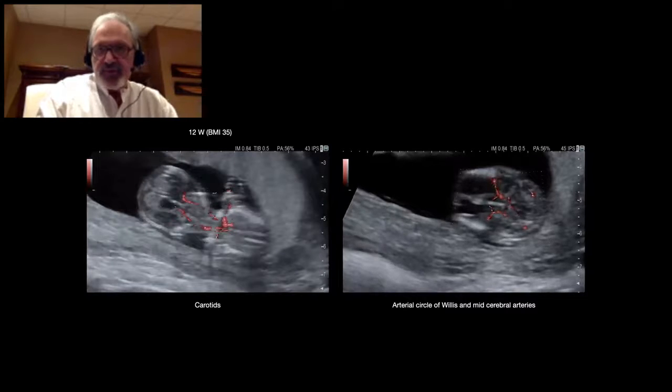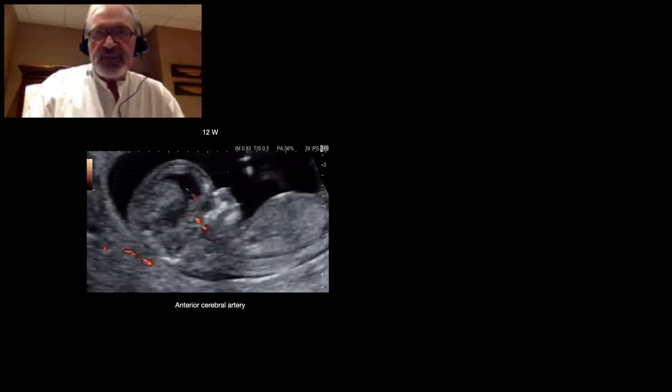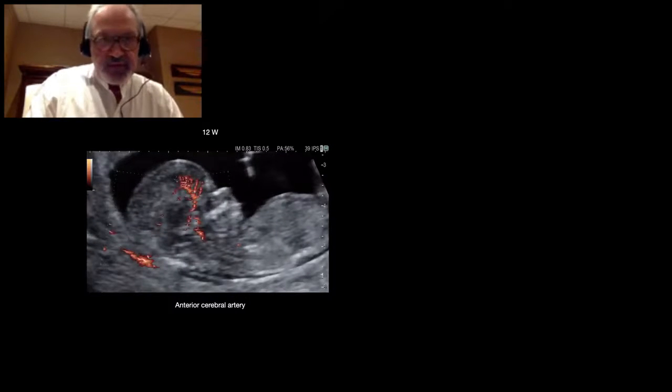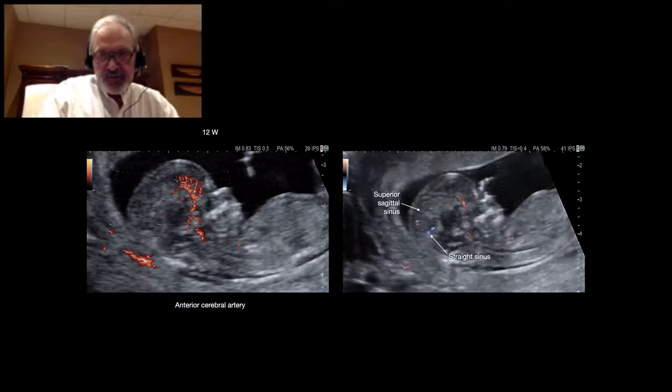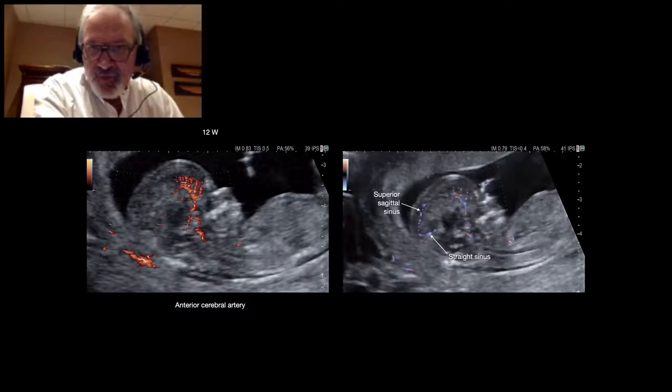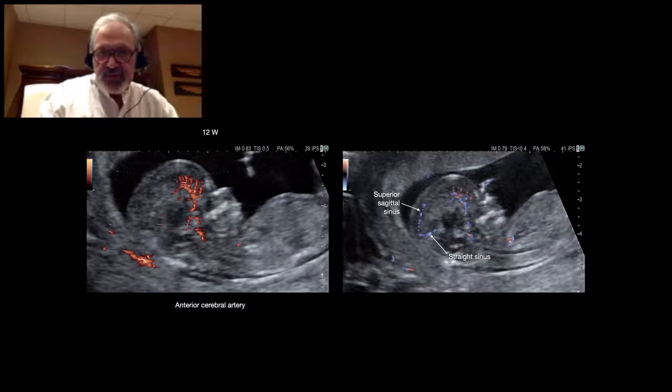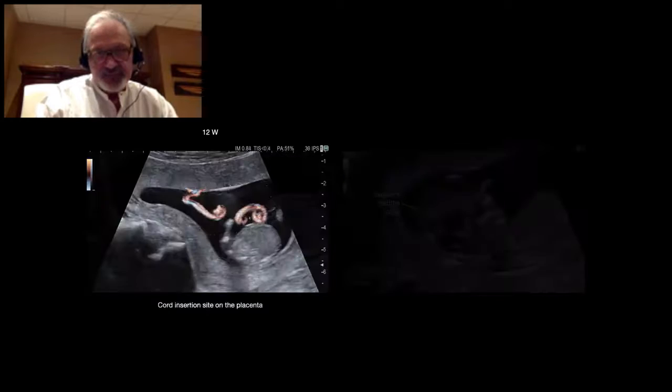here in a transversal view, we have the arterial circle of Willis and the two mid-cerebral arteries. Under normal conditions, the information is more accurate, like you can see here, the anterior cerebral artery and its front branches. Here you have the cerebral artery, but we also have the superior sagittal sinus and the straight sinus. These are very, very tiny vessels with very, very low flow, and we can see them.